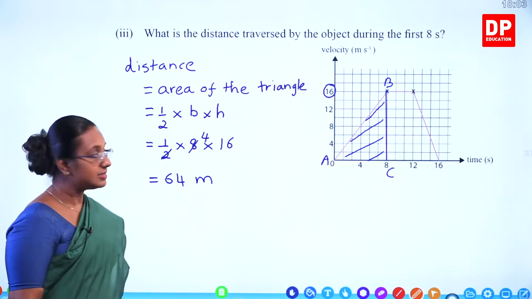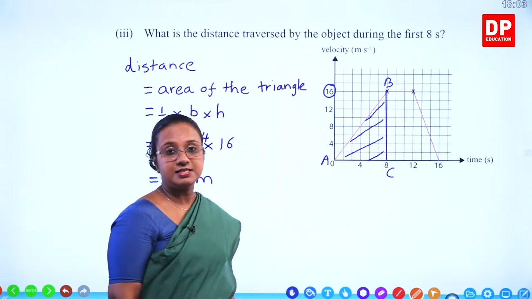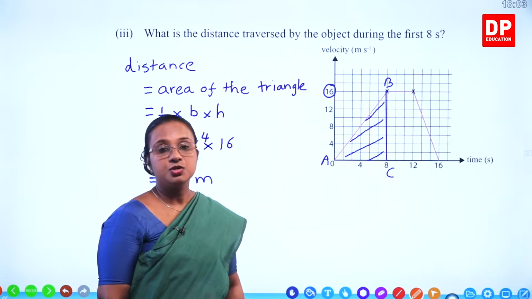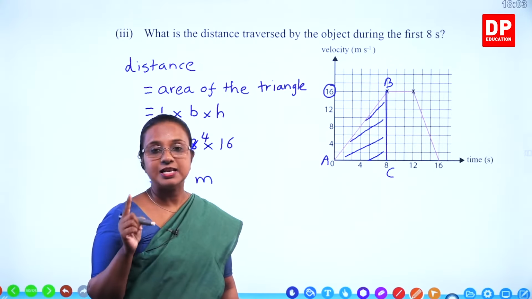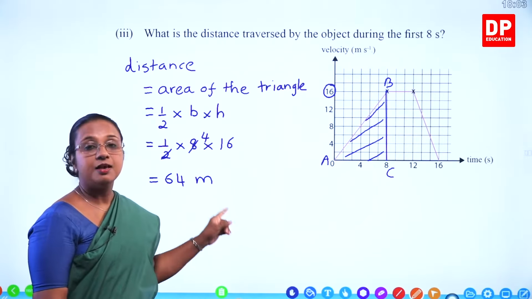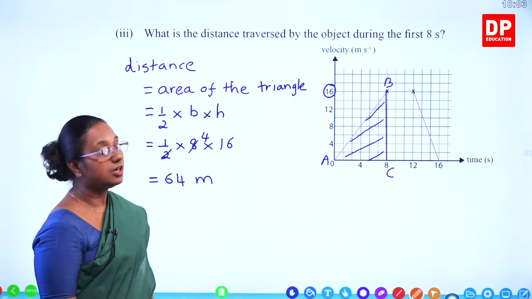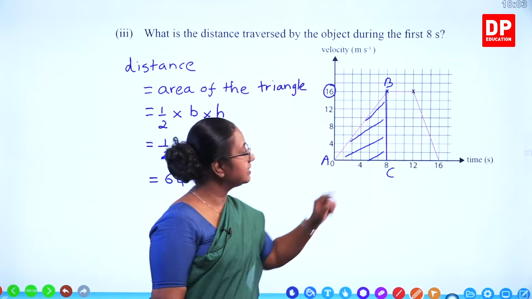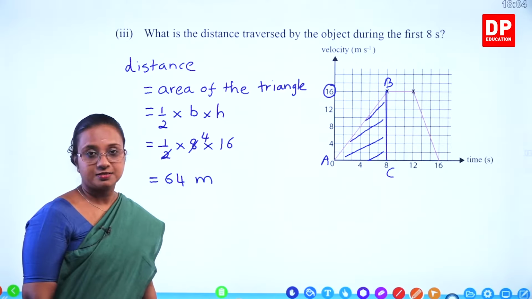And as you can see, the base is in seconds and the height is in meters per second. So meter per second into second, the second minus 1 and second will cancel off. So we will get the unit as meter. The distance traversed by the object during the first 8 seconds is equal to 64 meters.